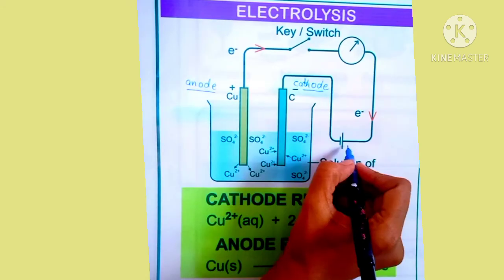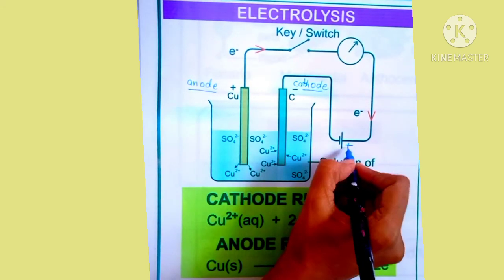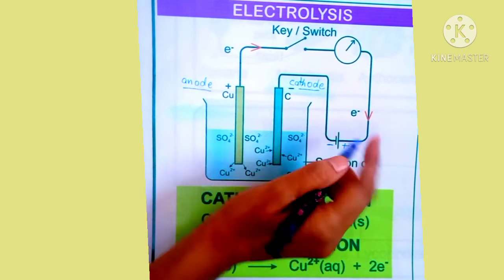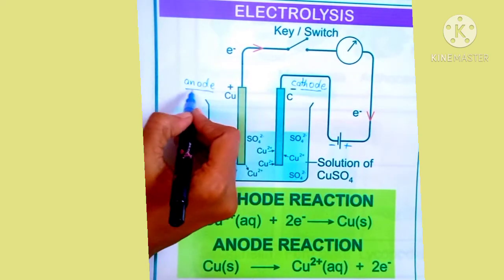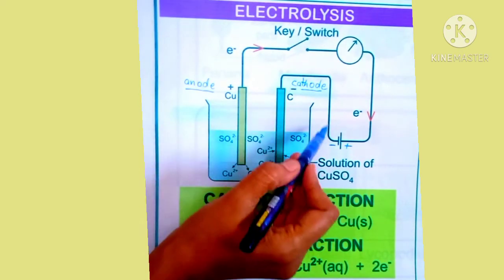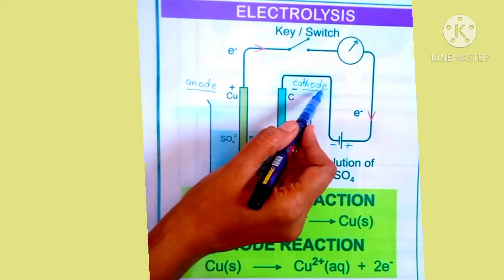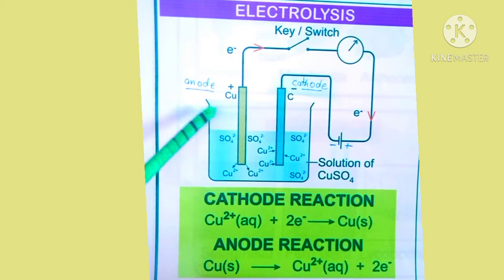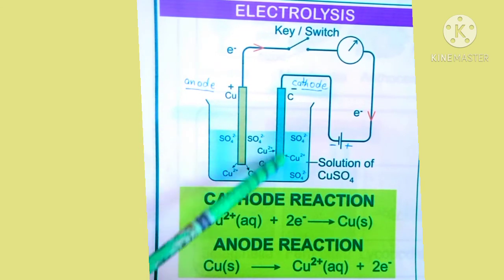Now this is the positive terminal, this is the negative terminal. The rod connected to the positive terminal here is known as anode, and the rod connected to the negative terminal is known as cathode. Here the positively charged particles are obviously going to be attracted towards the negatively charged rod, that means cathode. So let's see what happened at cathode.